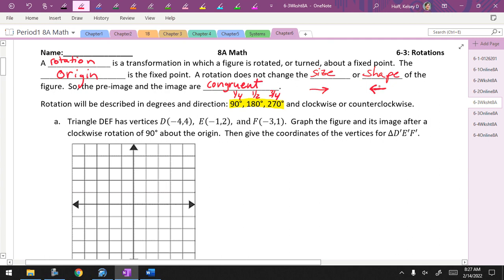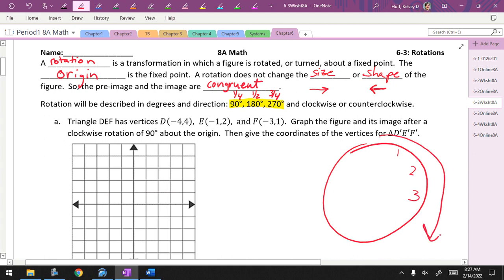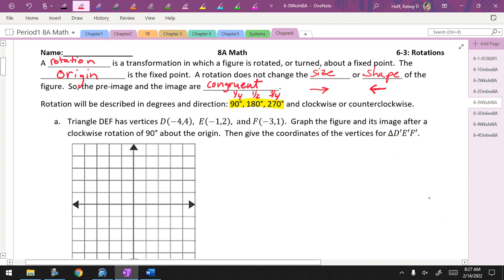Just like how a clock will, don't draw this, but you know how a clock says 1, 2, 3? Clockwise means you spin it this way. So towards Hoosier's room. Does that make sense? Towards Hoosier's room. Okay?